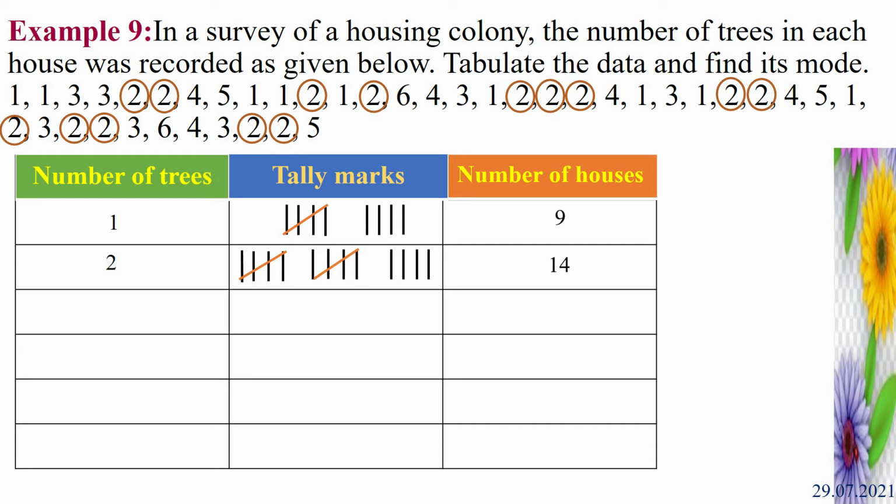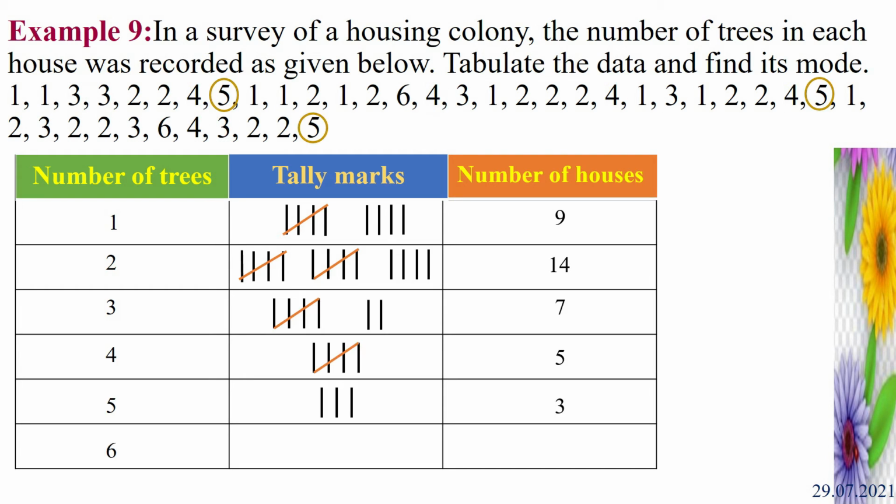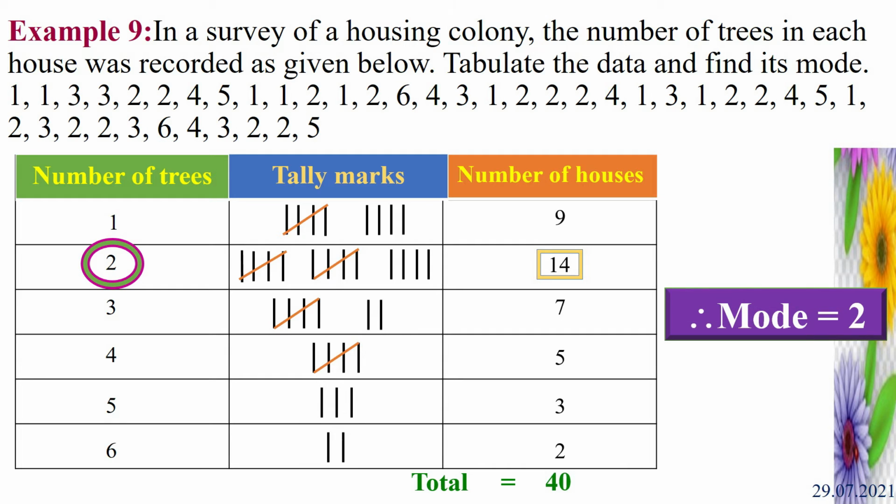Next we move on to number 3. How many houses have 3 trees? 1, 2, 3, 4, 5, 6, 7. So 7 houses. Let us group the first 5 and separate the next 2. So 5 plus 2, 7. Now we move on to number 4: 1, 2, 3, 4, 5. So 5 houses have 4 trees. There is only one group: 1, 2, 3, 4, and the fifth one is crossed. Therefore 5.